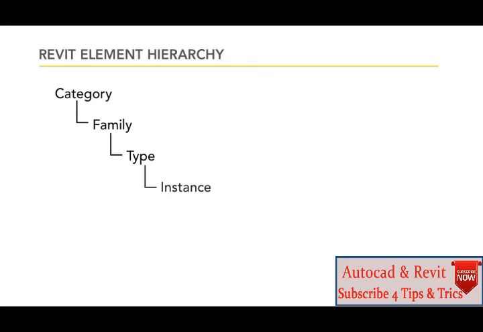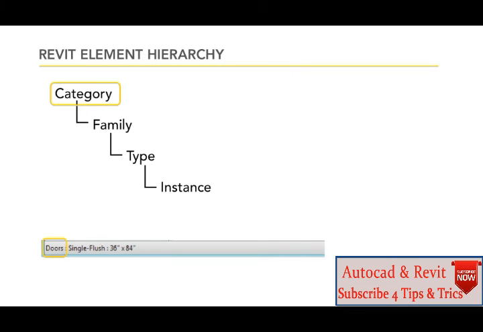So we could work this hierarchy going down the chain, or we could actually work it backwards. We could say that an instance belongs to a type, that type in turn belongs to a family, and the family is part of a broader category. So here's a quick example. The category would be doors. The family comes next, that's single flush in this case. And then finally 36 by 84 would be the name of the type.